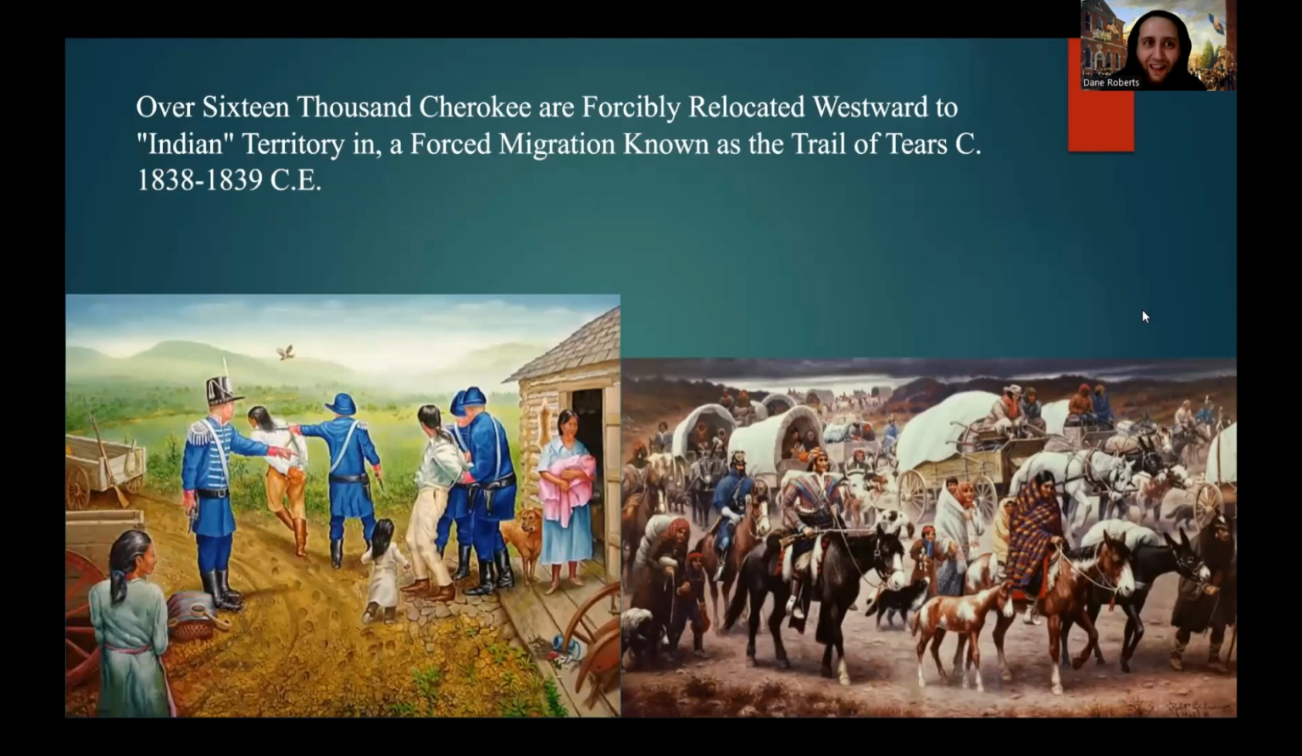Over 16,000 Cherokee would be forcibly removed and relocated westward to Indian Territory in a forced migration known as the Trail of Tears between 1838 and 1839 CE. I've already done an in-depth video on this that, again, I may not be able to link into the iCard, but it is part of this broader series. So I highly recommend viewers after this video go to the playlist for this series and watch the video on the Cherokee removal.